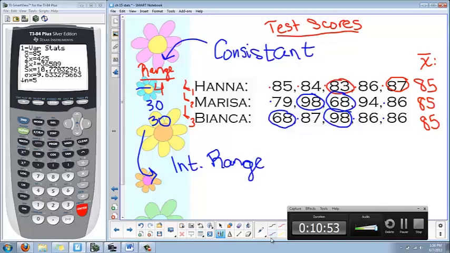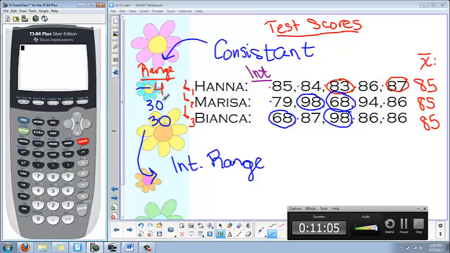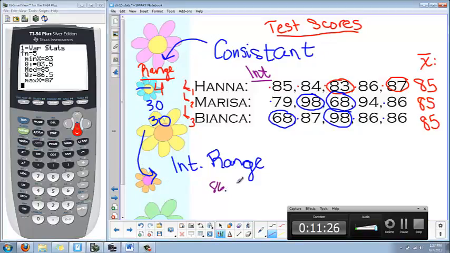So what about if we do the interquartile range right here? Alright, and in order to find the interquartile range, we have to use the calculator because that's going to do it for us. So remember, Hannah's information is in L1. So I'm going to go to Stats, calculate one variable statistics, and I want to look at Hannah's information, so L1. Okay. Remember, interquartile range is Q3 minus Q1. So Hannah's Q3 is 86.5 minus 83.5. So her interquartile range is just a 3.